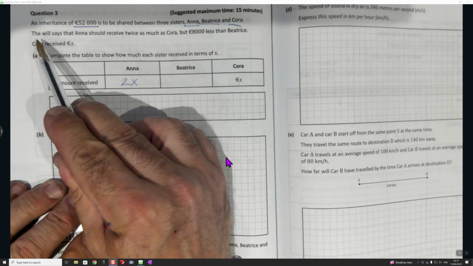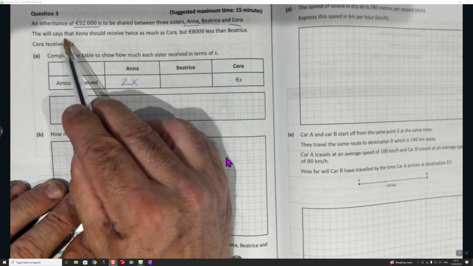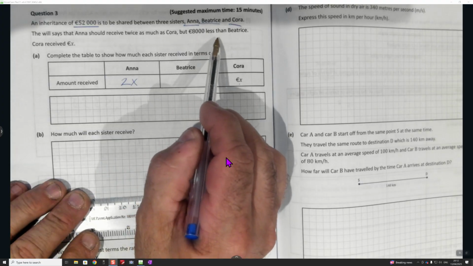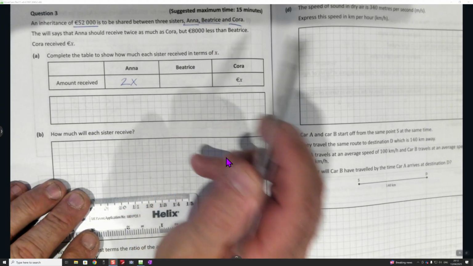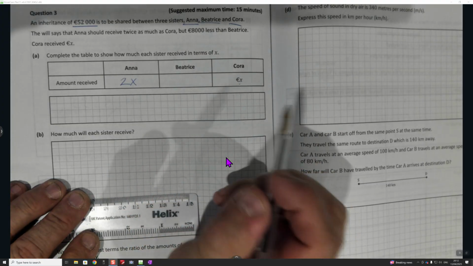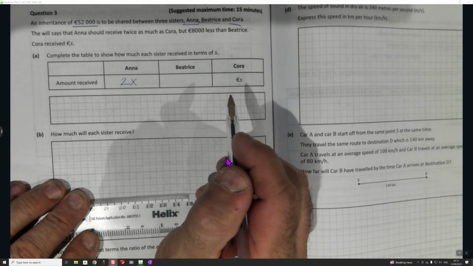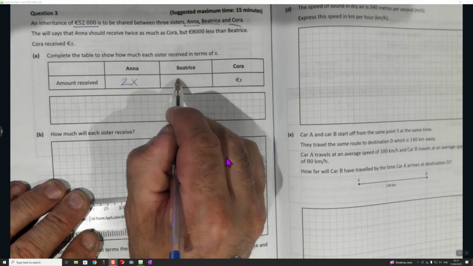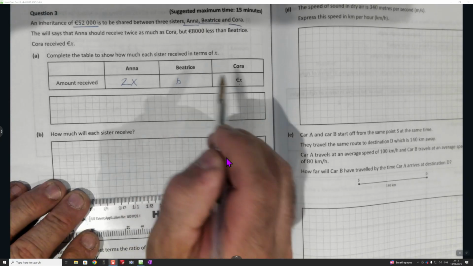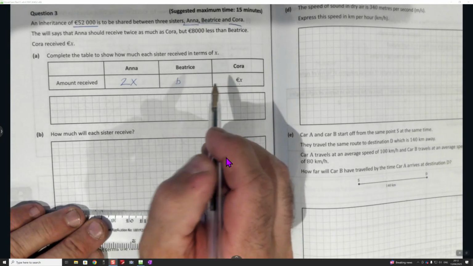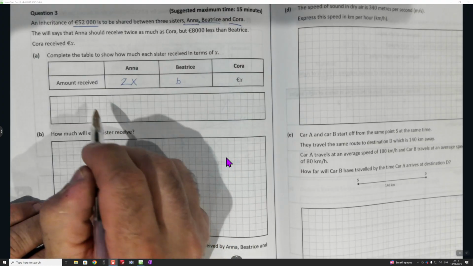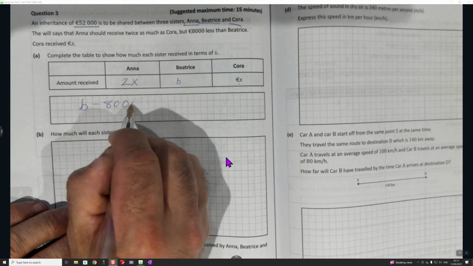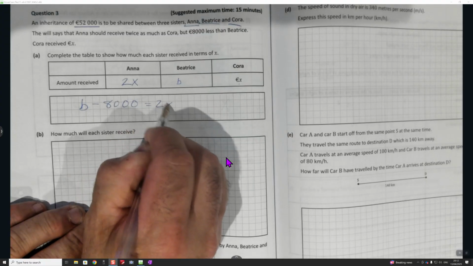But there's another piece of information here. The will says that Anna should receive twice as much as Cora, but 8,000 less than Beatrice. Okay, so let's just mark B for Beatrice's amount for a second, and let's do some analysis of this. So Beatrice minus 8,000 is equal to 2X.